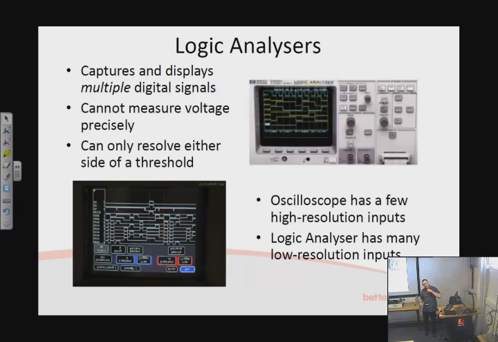So in other words, where an oscilloscope has a few very high resolution probes, a logic analyzer has lots of low resolution ones. It can only resolve high or low, where an oscilloscope can resolve to many, many different levels.